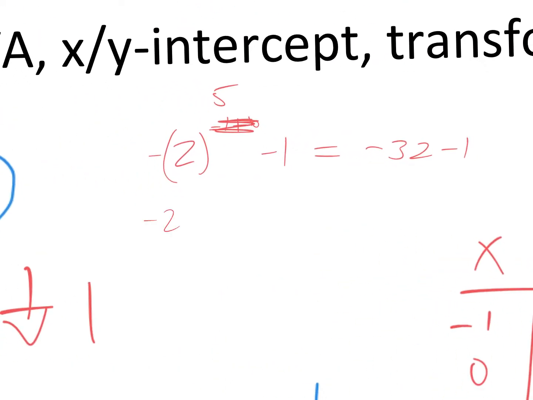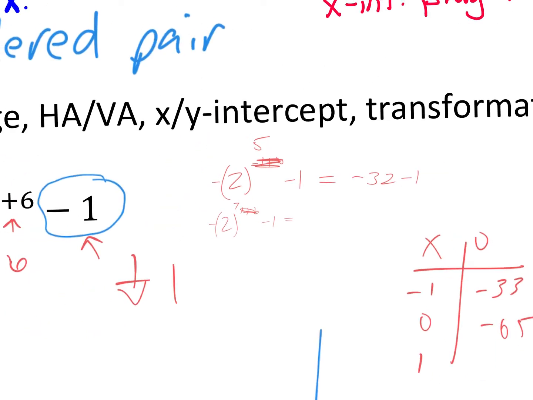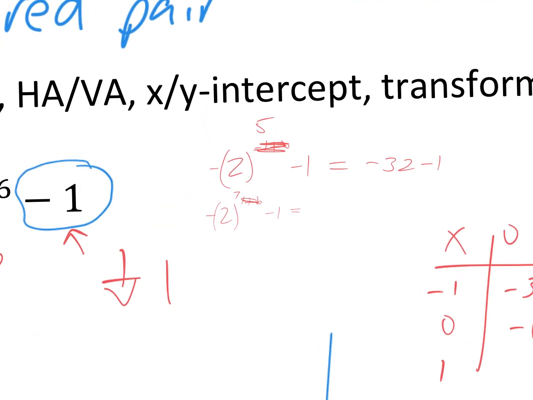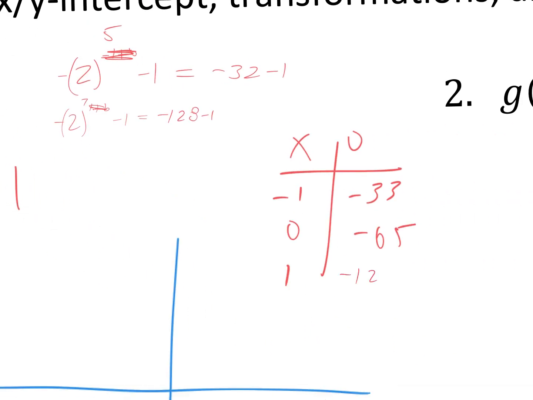I have -2 to the 1 plus 6 minus 1. Well, what's 1 plus 6? 7. So 2 to the 7th power. Well, 2 to the 6th power was 128. No, it wasn't. 64. What's 2 to the 7th power? 128. So -128 minus 1 gives me -129.